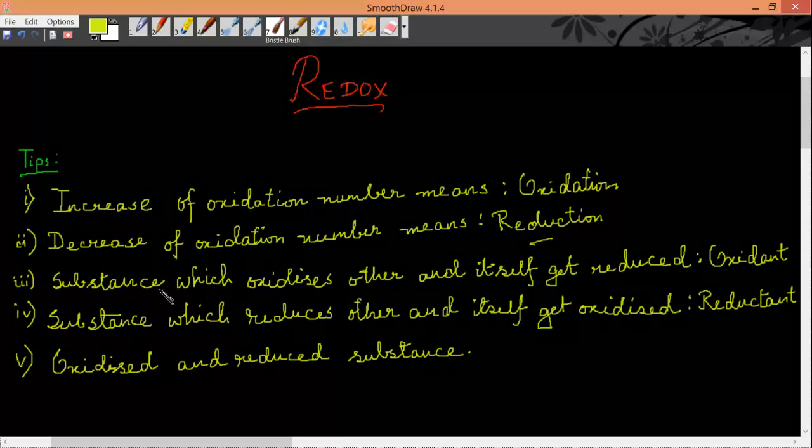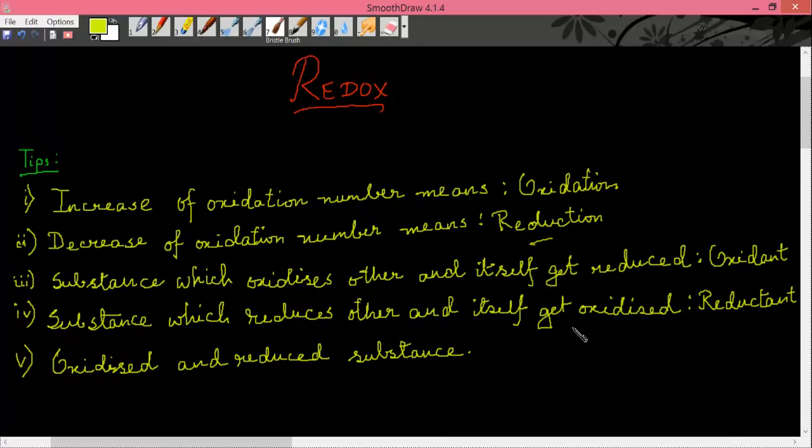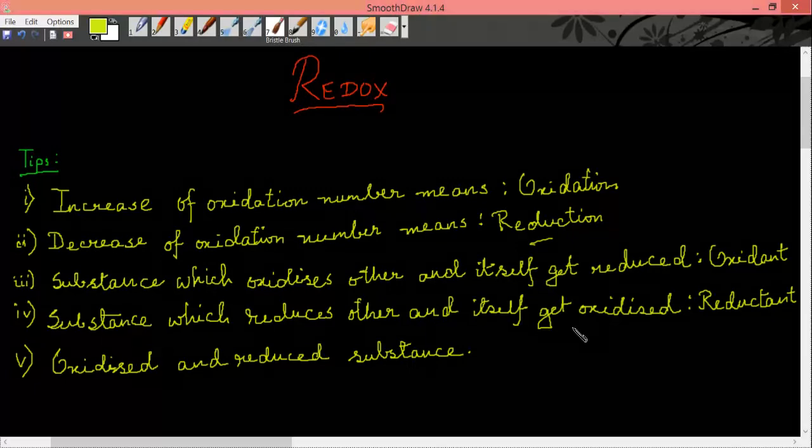The substance which oxidizes another substance and itself gets reduced is known as the oxidant. Okay, the oxidant oxidizes other substances. And the substance which reduces another substance is the reductant, and it itself gets oxidized. So the reductant reduces other substances and itself gets oxidized.